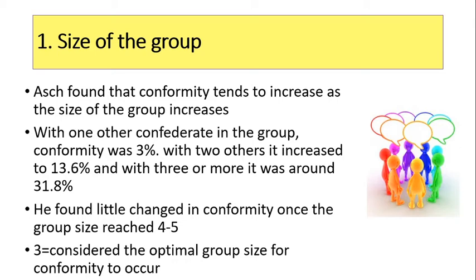With one other person it's 3%. With 2, if you're not familiar, by the way, with the term confederate, that's just another way of saying accomplice, an accomplice of the researcher. 2 others, 13.6%, and then it went up to 31%. So there you go. 3 considered the optimal group size for conformity to occur. So it doesn't need to be, and if you think about Asch's original experiment, which was 7 or 8 participants, it doesn't need to be that big.